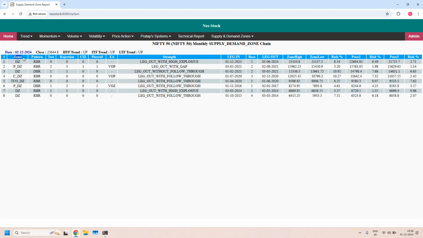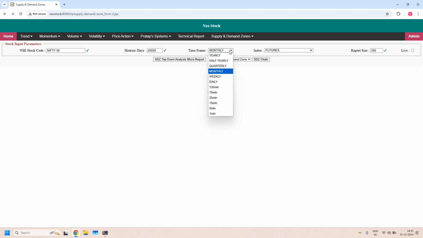Always look into the zone column to find the high liquidity zones. Look into the pierced column to check if any of the zones are pierced, they are invalid. And always look into the LTF trend to find the trend of the current time frame you have selected. Apply the same rules for the remaining reports for the supply demand zones. And also don't forget to pause the video when you are moving from one report to another report, because I am giving you only a few seconds. Okay, next. Weekly supply demand zone chain for NIFTY.